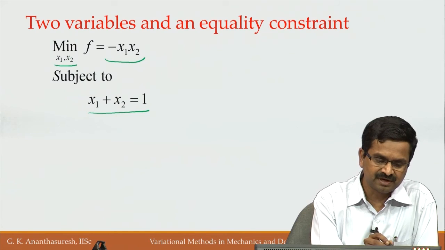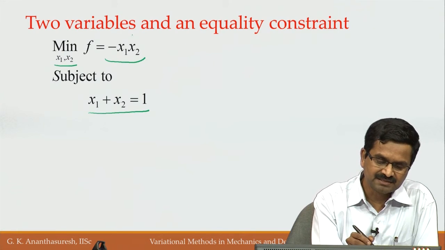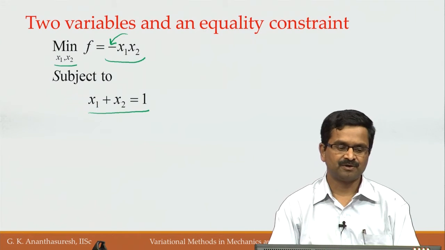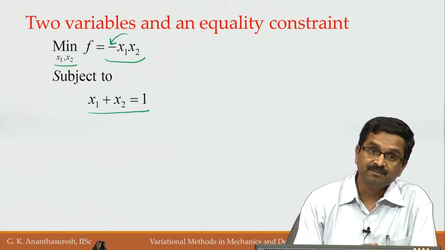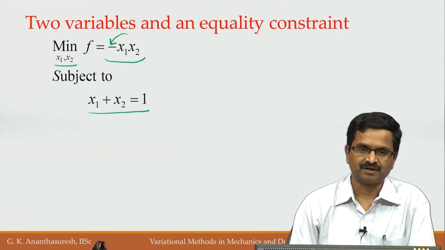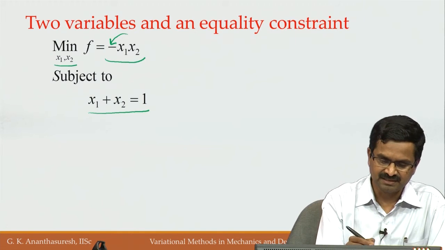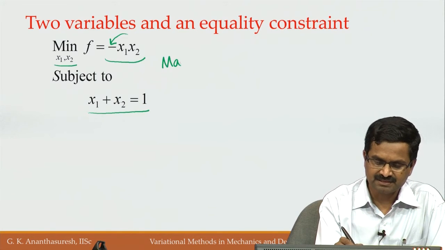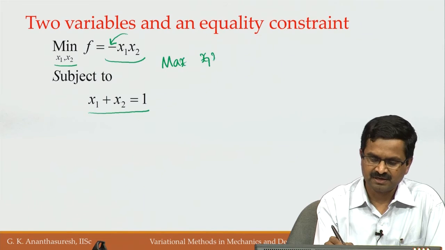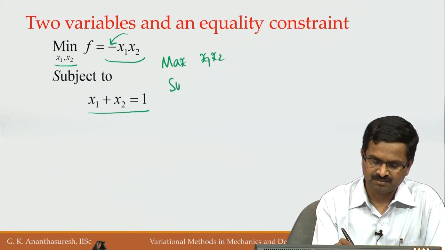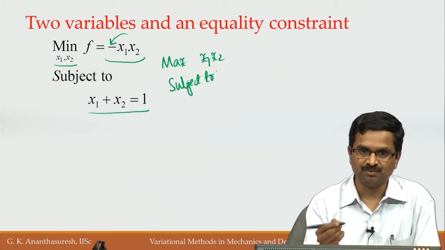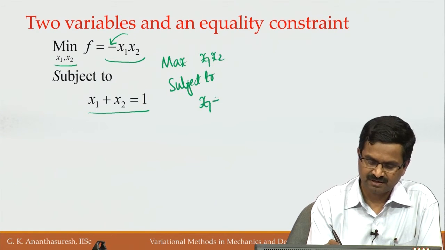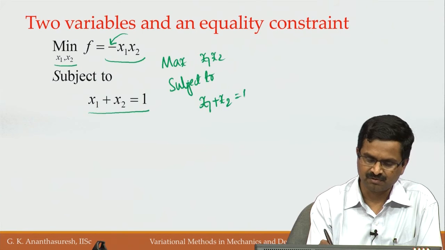So, if you notice, we are minimizing minus x1 x2. That minus sign basically says that we are trying to maximize the product x1 x2, which we pose as minimizing the negative of that product. Essentially this is: maximize x1 x2 subject to, some people say such that, or s.t., x1 plus x2 equal to 1.